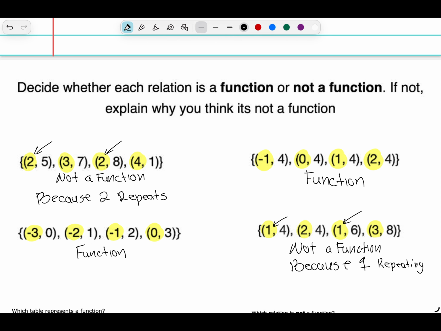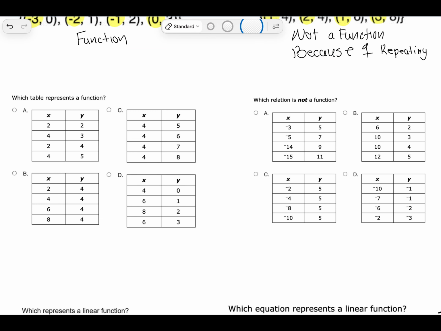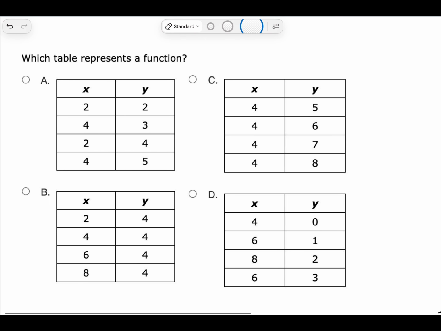Okay, so now we looked at how we can identify functions from a list. Let's move on to our next set. All right, so in our next set of examples, we're going to be looking at it as a table. So in a table, it's the same thing. We're looking to see if the x values repeat. So let's look at the first example of a table. It says which table represents a function.